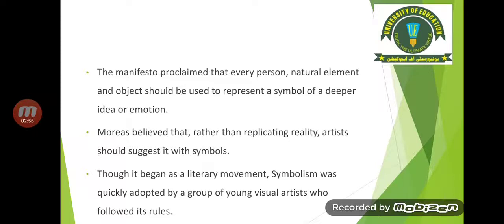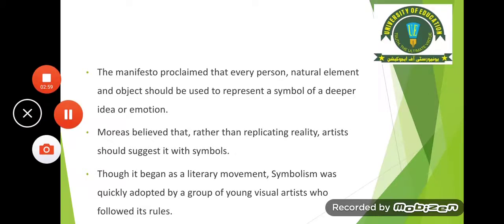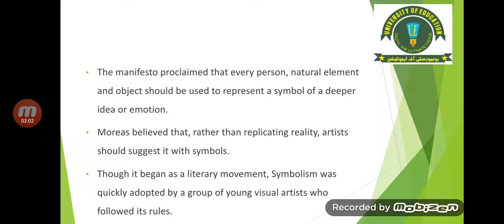Moreau believed that rather than replicating reality, artists should suggest it with symbols. Though it began as a literary movement, symbolism was quickly adopted by a group of young visual artists who followed its rules. So, there was a lot of imagination and no reality-based facts were depicted.